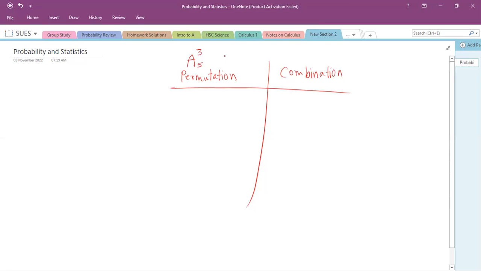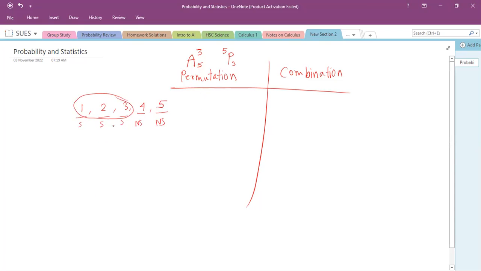We can also write it this way, P, where we arrange 3 numbers from 5 numbers. Let's say we have 5 people here, 1, 2, 3, 4, and 5. Among these 5 people, we select 3 of them. These 3 are selected, and these 2 are not selected. What will be the permutation of this event?